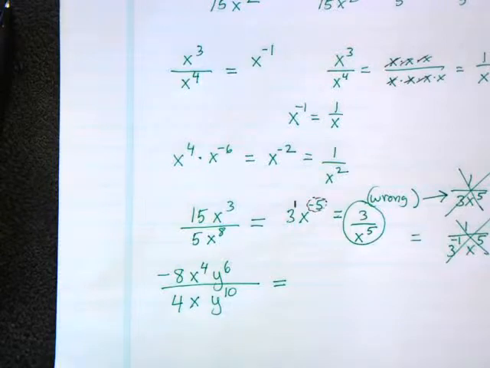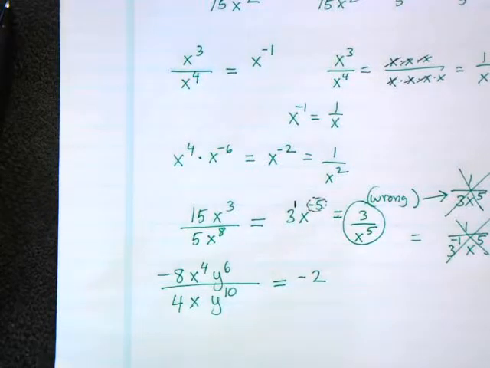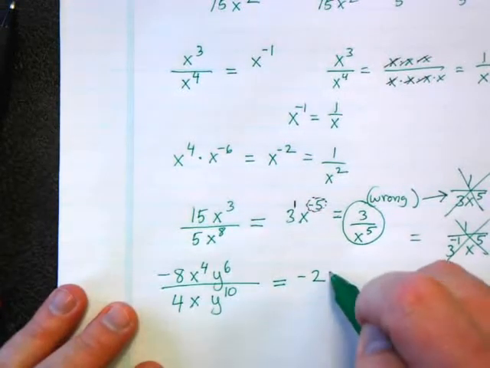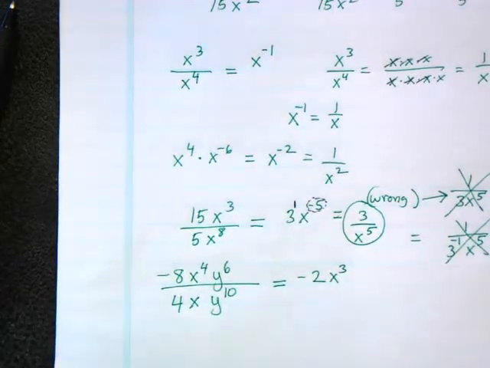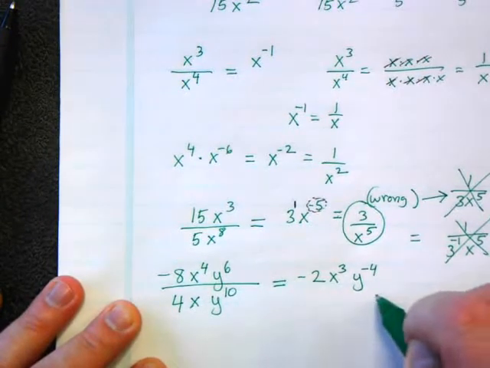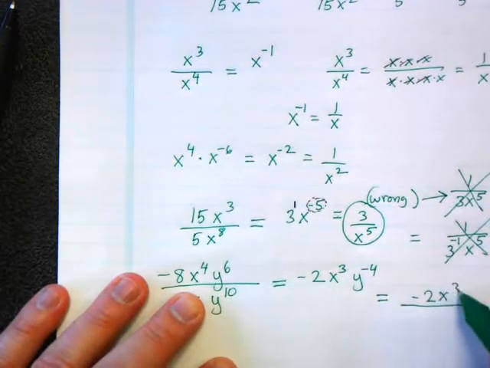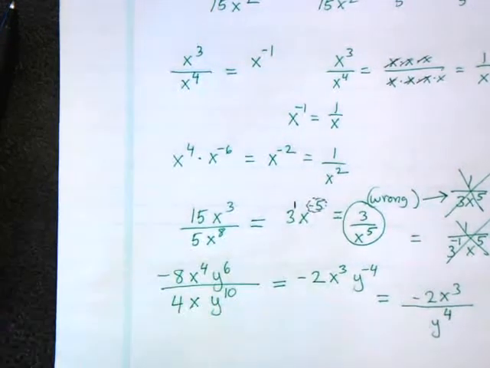What's negative 8 divided by 4? Negative 2. What's x to the 4th divided by x? X cubed. What's y to the 6th divided by y to the 10th? Y to the negative 4. How do you rewrite that so that your negative exponents are gone away? Negative 2, x to the 3rd over y to the 4th.